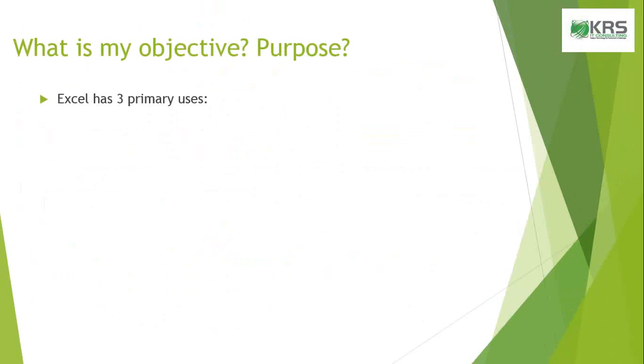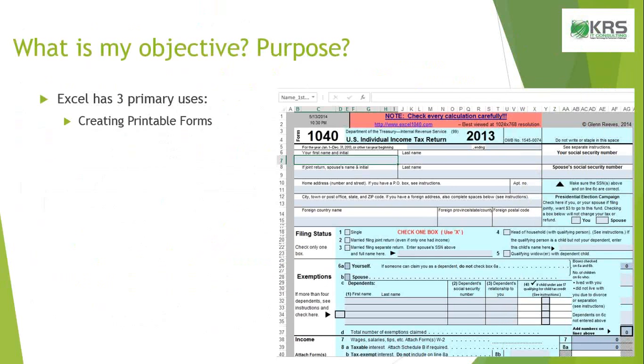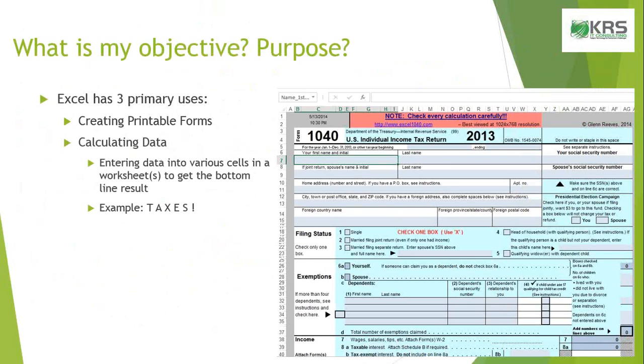Now Excel has three primary uses. The first is creating printable forms, as you can see on the right. The next is calculating data. From a spreadsheet template, you can enter data into various cells in a worksheet to get the bottom line result. A great example of this is taxes. As you can see on the right side, you can enter all the relevant information, and at the end of the worksheet you can find whether you deserve a refund or whether you need to pay a tax debt.